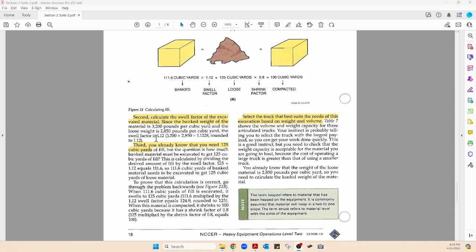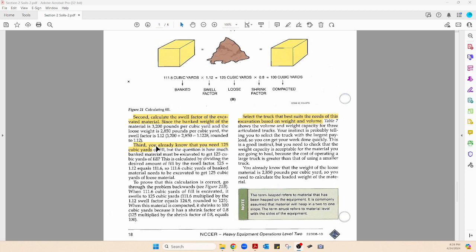Now, this is telling us how we came up with that. We took the bank weight and divided by the loose weight. We learned that a while back, but you may have forgotten. That's the way you calculate the swell factor: divide the bank weight by the loose weight.